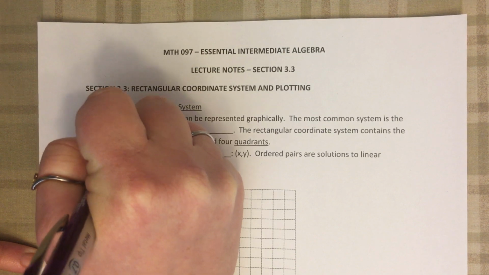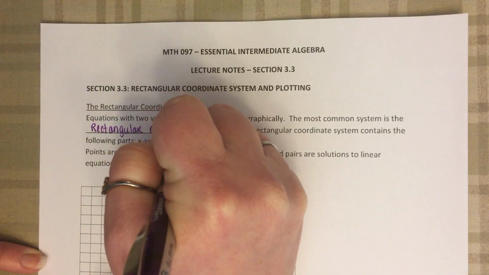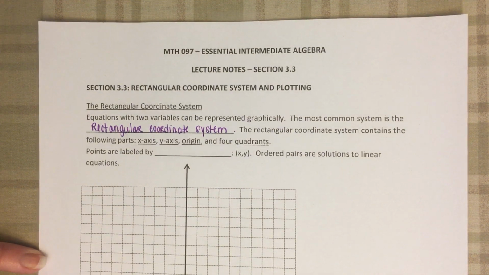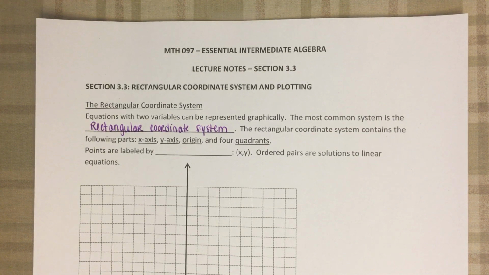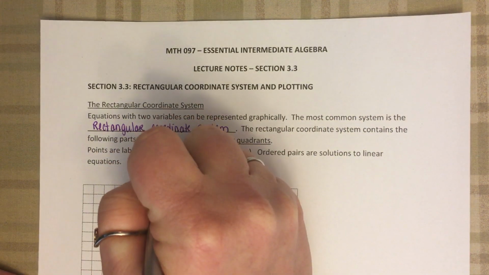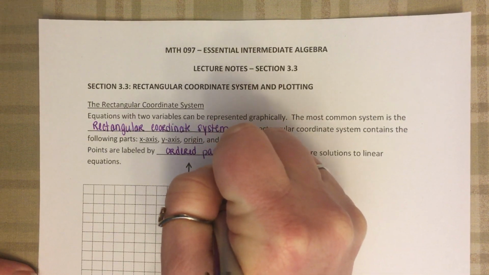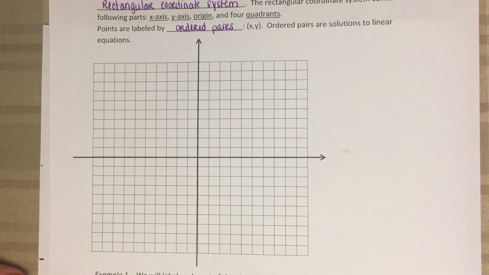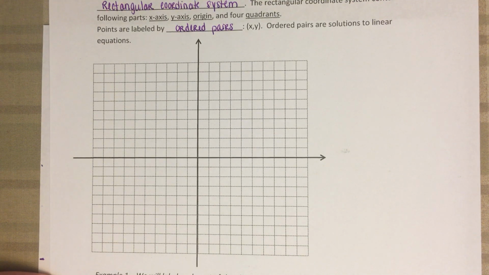Our rectangular coordinate system is what we usually think of as our XY axis. So our rectangular coordinate system contains the following parts: our x-axis, our y-axis, our origin, and 4 quadrants. Within these 4 quadrants, points are labeled by ordered pairs. Our ordered pairs are always alphabetical, x, comma, y. So looking at this example of a rectangular coordinate system that we have here, I'm going to start by labeling some of these different parts.